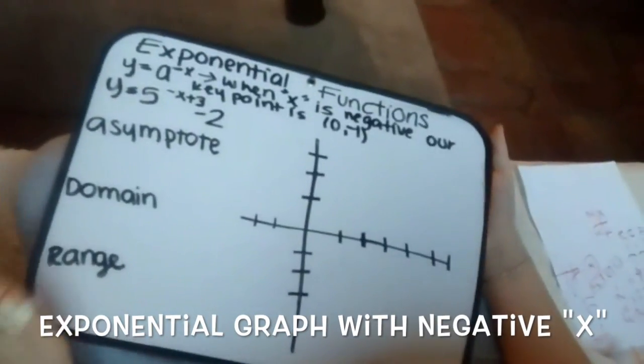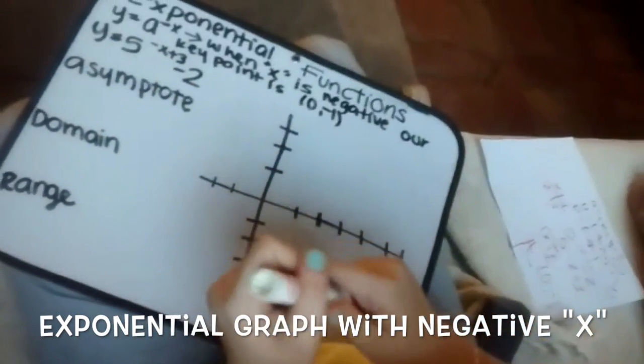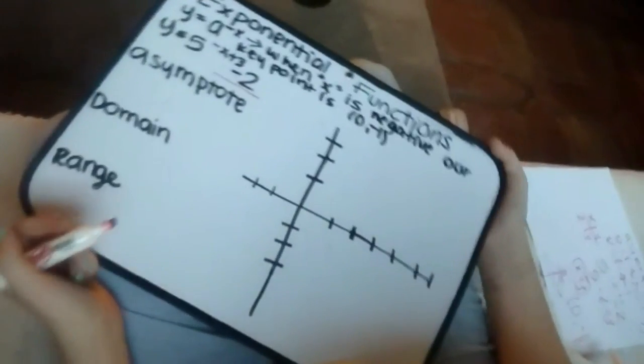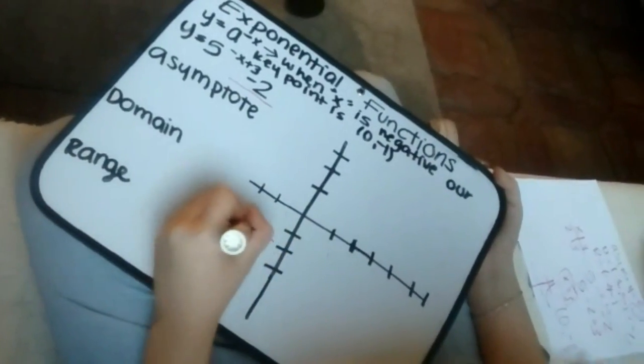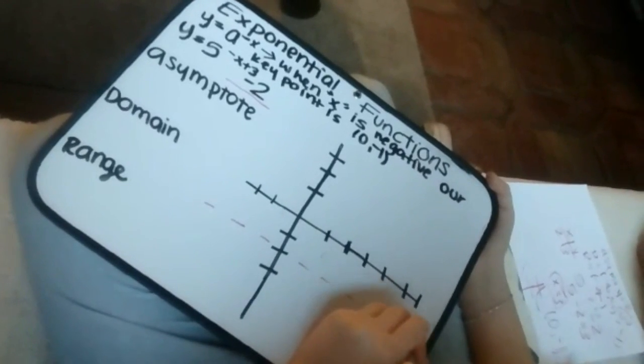To see an example where the x is negative, for example, 5 to the negative x plus 3, minus 2. This minus 2 shows our asymptote. So our asymptote will be y equals negative 2.